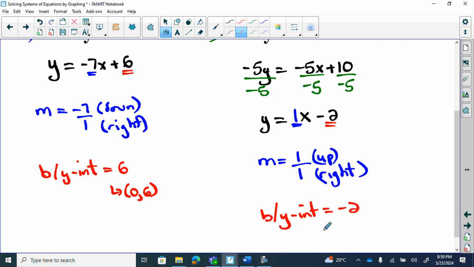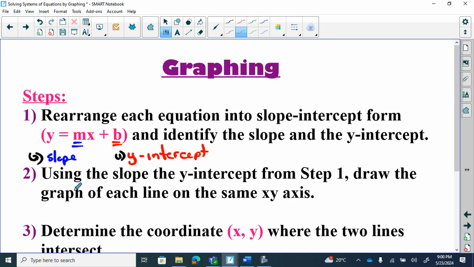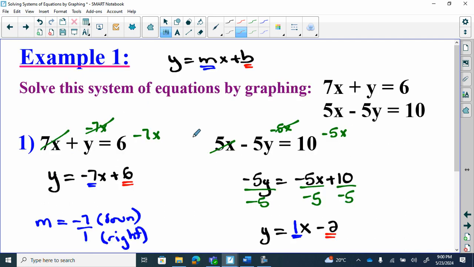As a point, I could write that as 0, -2. This implies that I don't go left or right, but rather I go down 2 blocks. Okay, so let's take this information and move on to step 2. What does step 2 tell us to do? It tells us to draw. Okay, I'm going to draw the graph of each line.